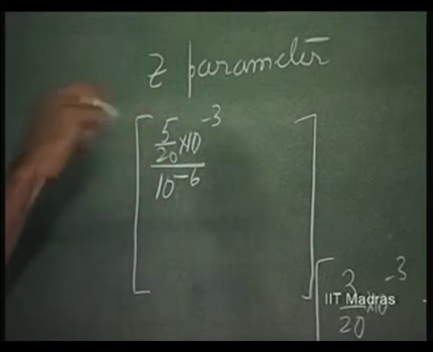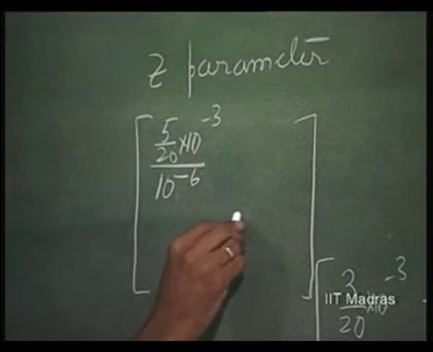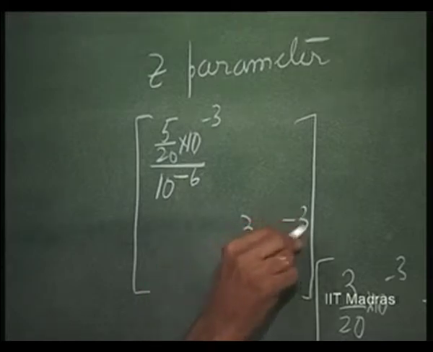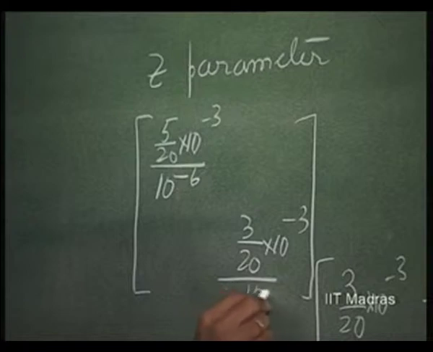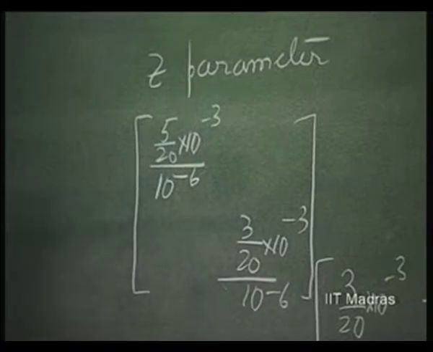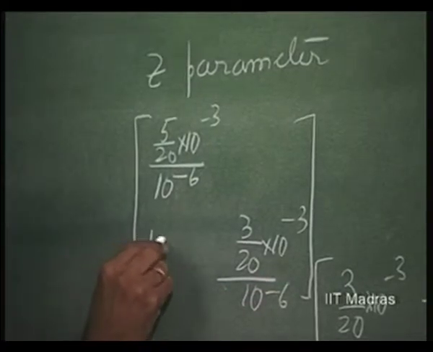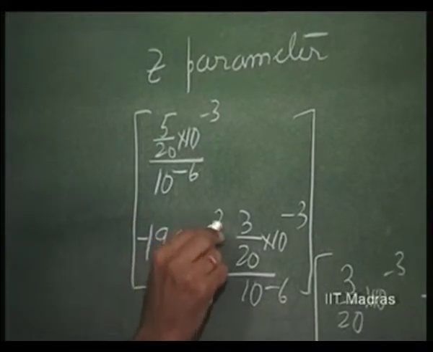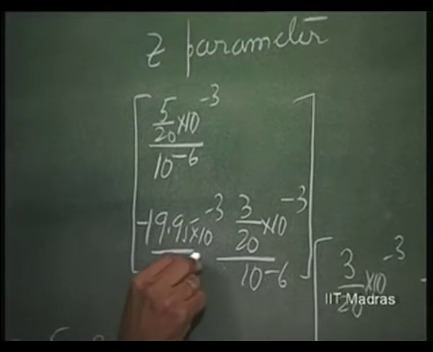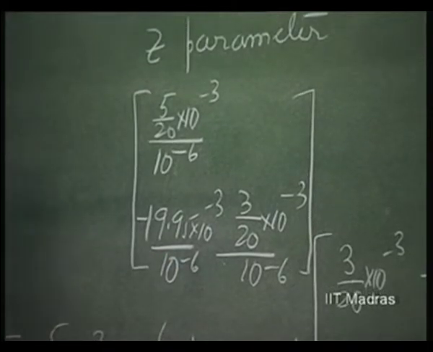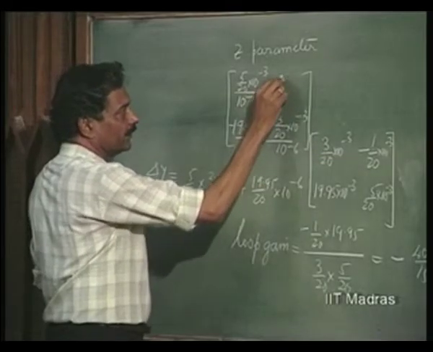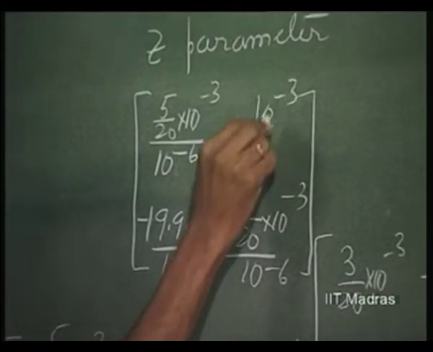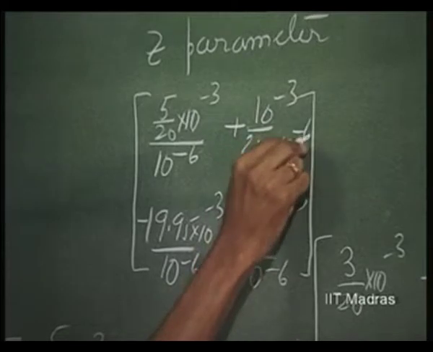So, dividing by 10 to the power minus 6, we get the Zi. Zr is 3 by 20 into 10 to the power minus 3, divided again by 10 to the power minus 6. Zf is minus 19.95 into 10 to the power minus 3 divided by 10 to the power minus 6, and finally Zo is 1 plus 1 by 20 into 10 to the power minus 3 by 10 to the power minus 6.